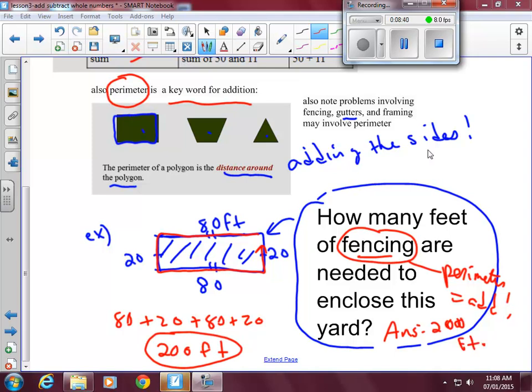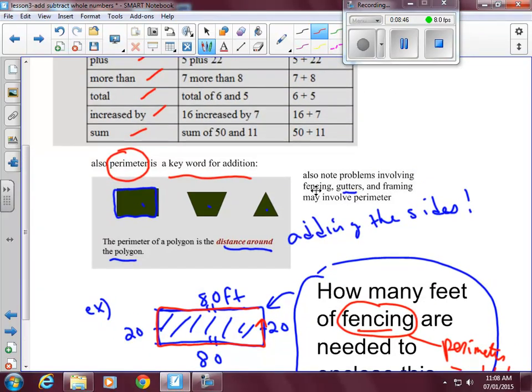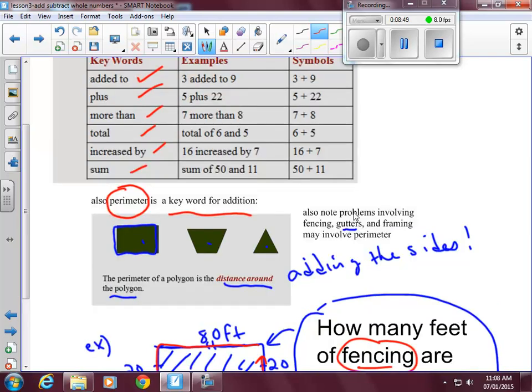Okay? So just be on the lookout for words that might trigger you for adding, such as how much fencing, how much framing, more than, increased by, those types of things.